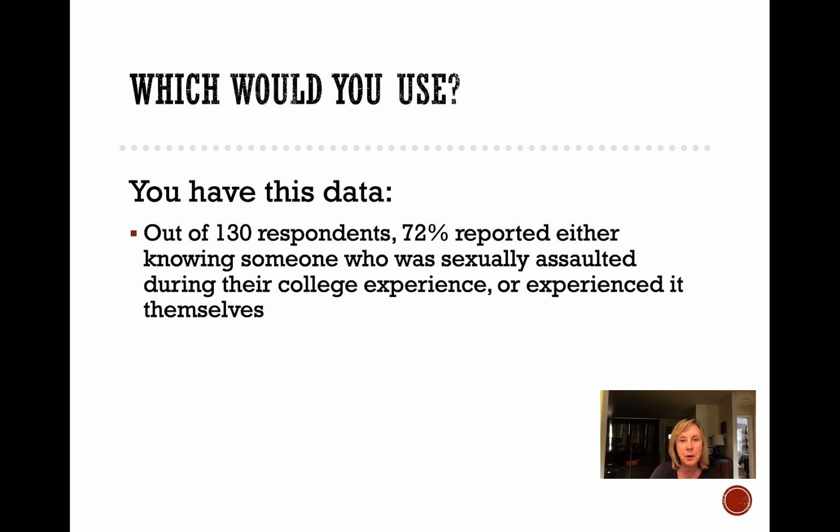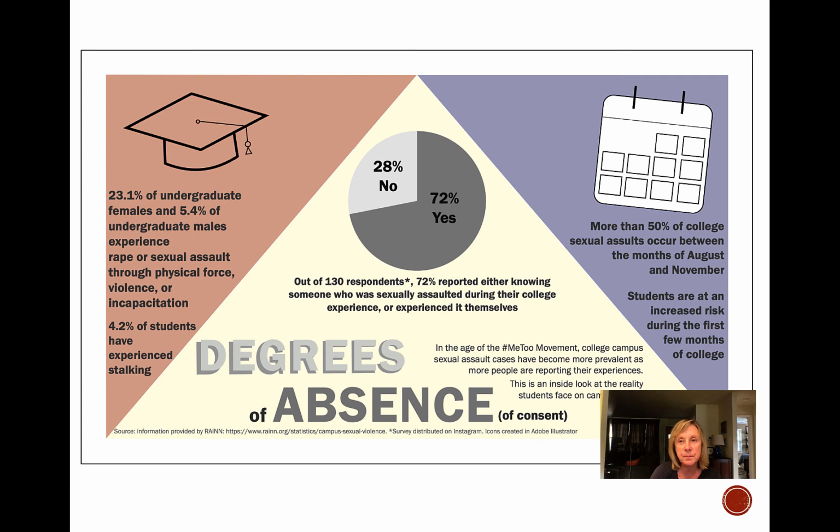If you're thinking pie chart, you would be thinking correctly. This is an example from an infographic that Emma House made last spring, in which she was illustrating degrees of absence of consent. And with her summary, she says, in the age of the Me Too movement, college campus sexual assault cases have become more prevalent. More people are reporting their experiences. This is an inside look at that reality.